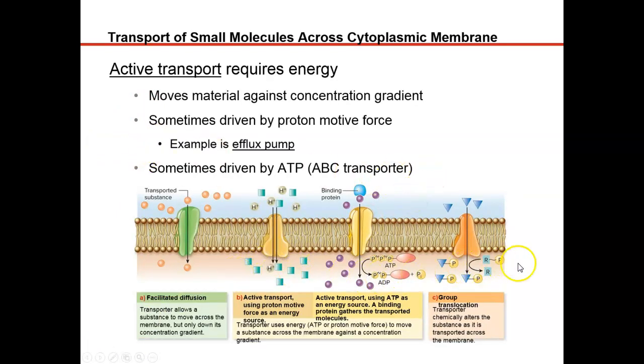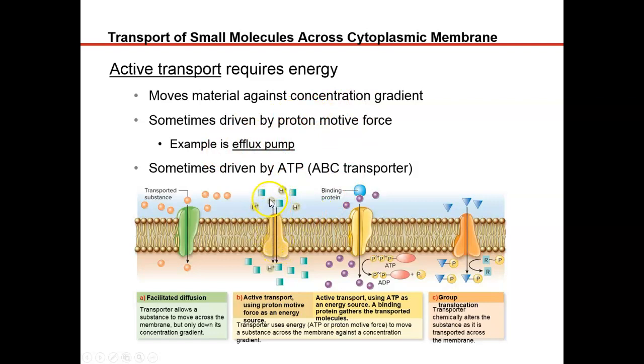Then we have active transport, and that's where these guys come in. Active transport is the use of energy to move molecules from one side of a membrane to the other. A lot of times this is against the concentration gradient. So movement of molecules from one side of a membrane to the other side, utilizing energy against their concentration gradient, is active transport.